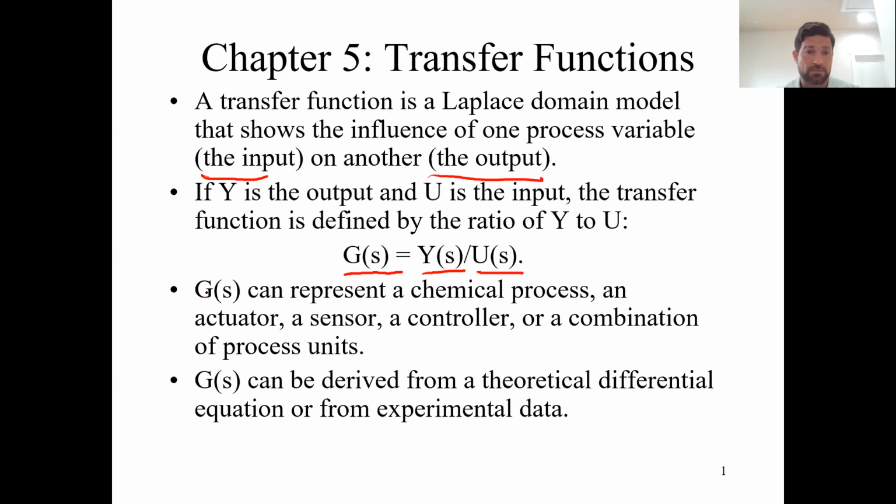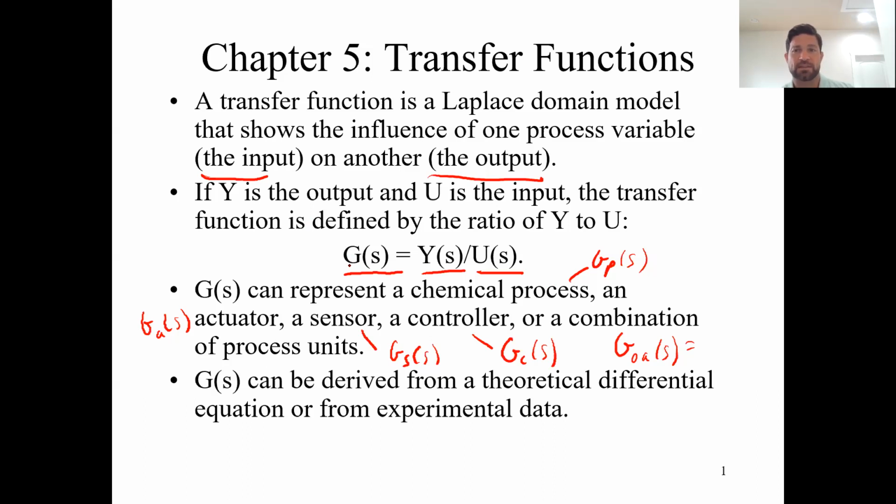So G(s) can represent any individual process. It can represent the chemical process, in which case we might call it Gp(s). It can represent an actuator, where we would call the actuator Ga in the Laplace domain. The sensor would be Gs, the controller would be Gc, or we could have a combination, which we might call G overall equals such and such. So the Laplace transfer function relates any output to any input, but this is typically single input, single output.